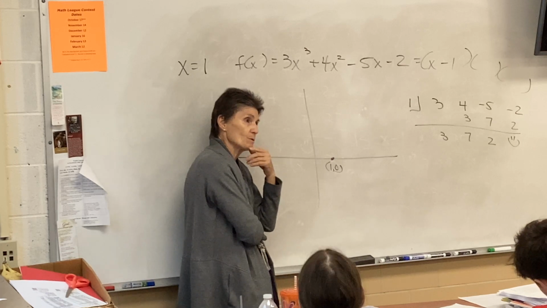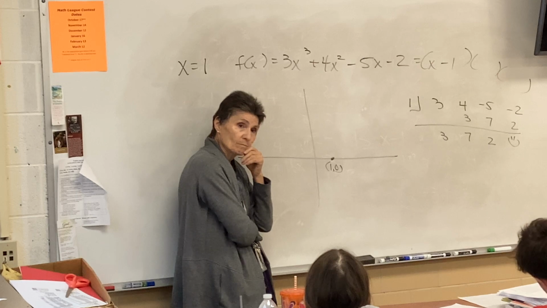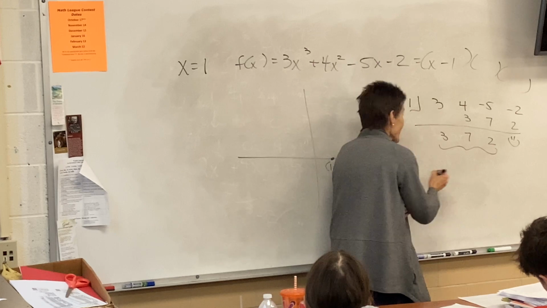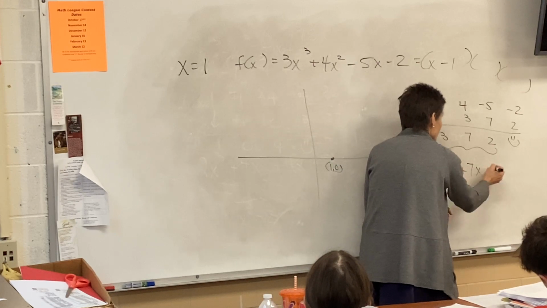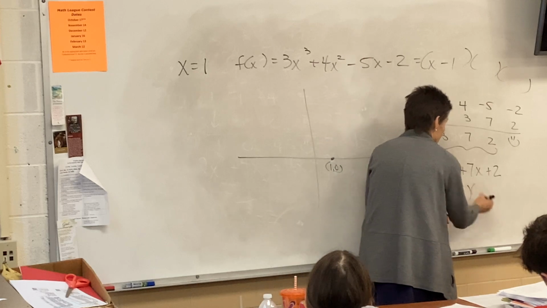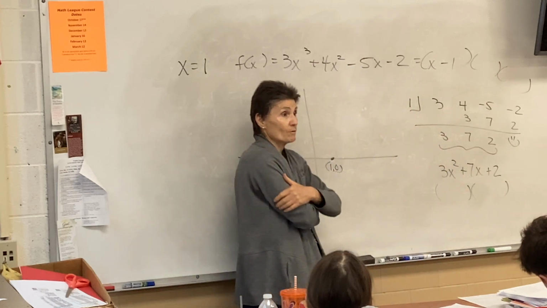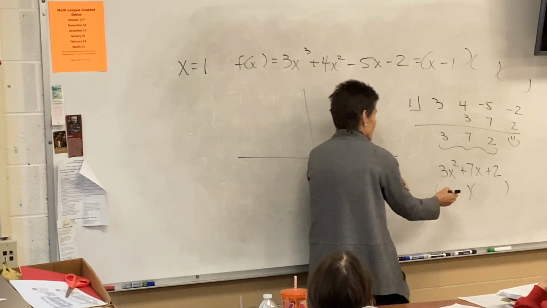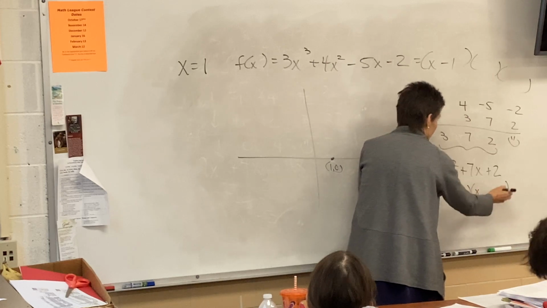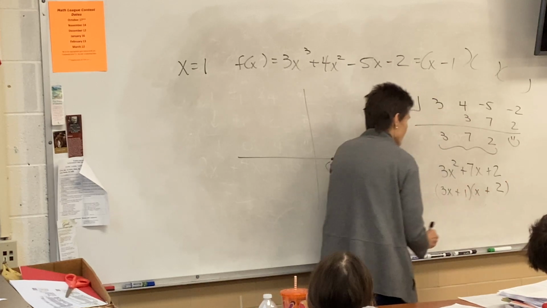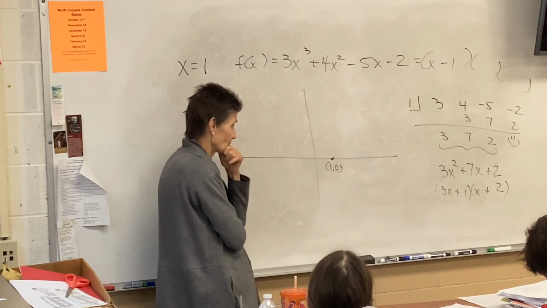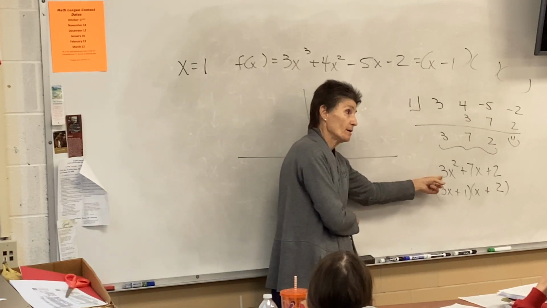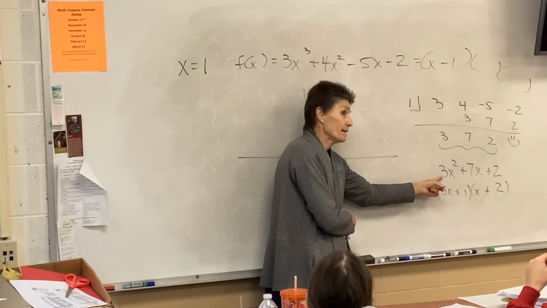Where are my other zeros gonna come from? Oh, it's on the bottom. What's left? Aren't they gonna come from right here? That's 3x squared plus 7x plus 2. Aren't the other zeros gonna come from right there? They sure are. 3x and x and 2 and 1. I think that works. By the way, I can't factor because there's a 3 on there. And that's too hard for me.